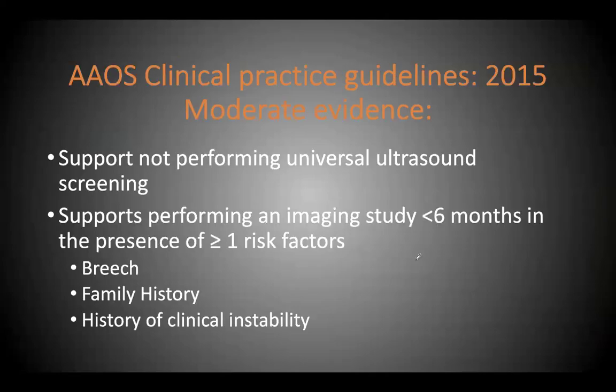And there was a publication from the American Academy of Orthopedic Surgery in 2015, and they have given some clinical practice guidelines for screening of hip dysplasia. So what they say is that there is moderate evidence which supports not performing universal ultrasound screening. And it also supports performing some imaging study below the age of 6 months if there is one or more risk factors of these 3: breech, family history, or clinical instability. So depending on the age, you would perform some or the other imaging study in a child less than 6 months.